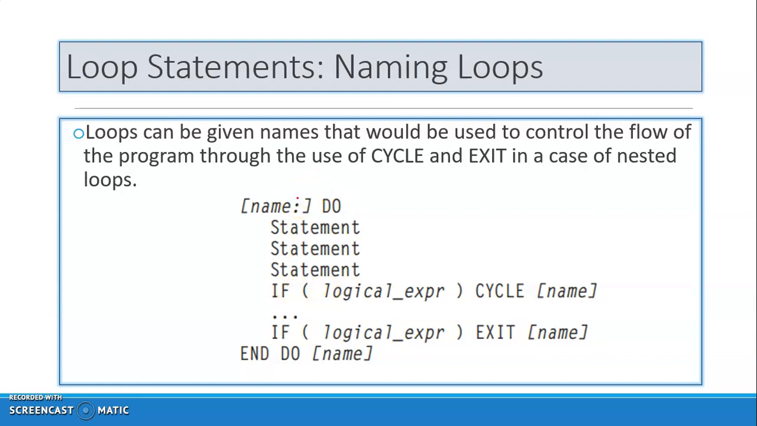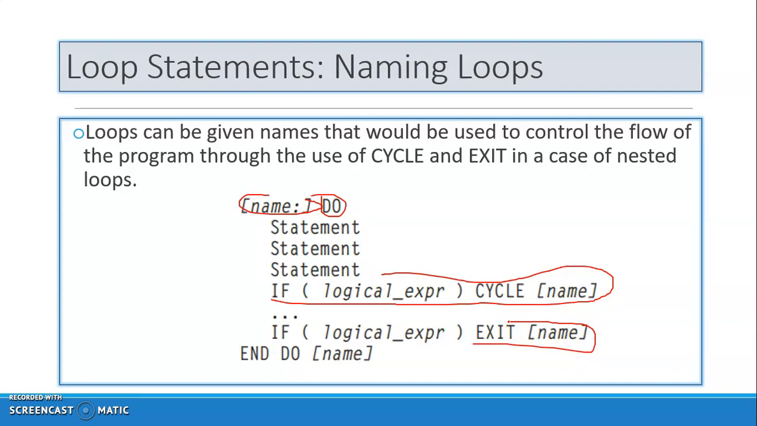Here we're just showing you how you can name a loop, and this is the do loop. Before the do, you can provide a name. It's optional, but you can provide a name followed by a colon. Then you have your do keyword. You can have statements, either a cycle statement, or an exit as we did before.